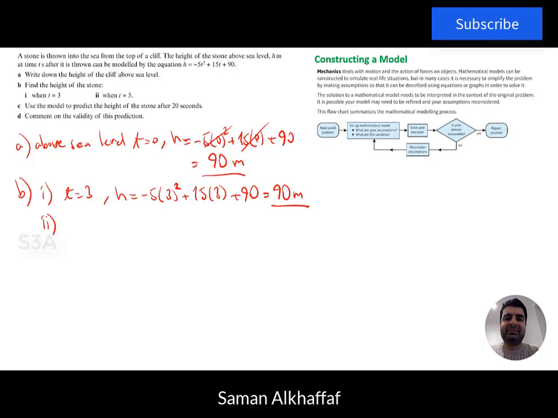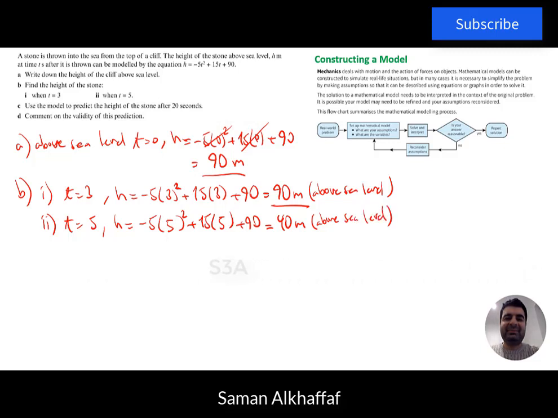For part C, when t is equal to 5, in this scenario we would have h equals minus 5 multiplied by 5 squared plus 15 by 5 plus 90. Apologies, when substituting it should be 5, not 15, so that will be 5 here and 5 here. So in this scenario it should give us around 40 meters, and this is above sea level.